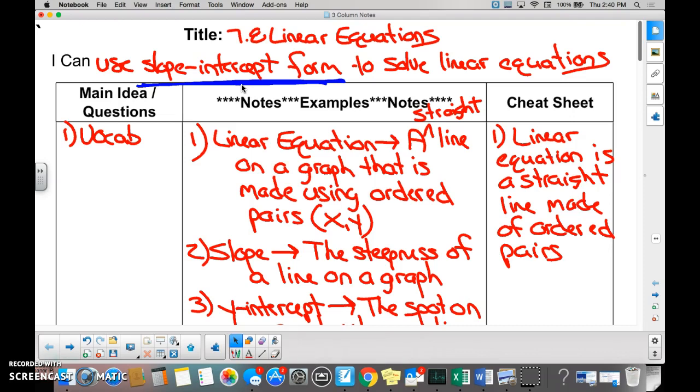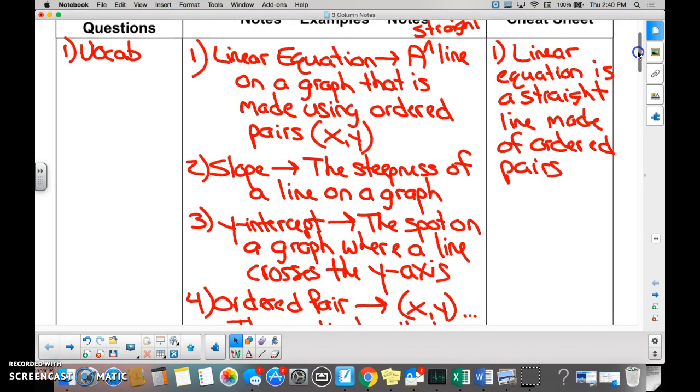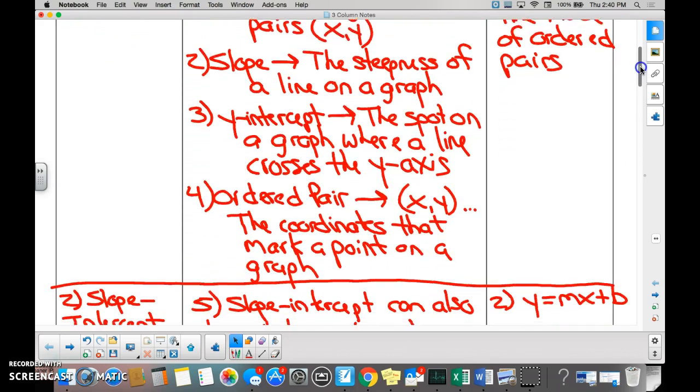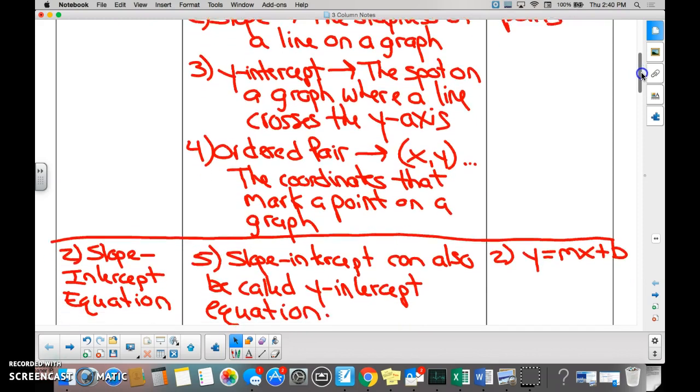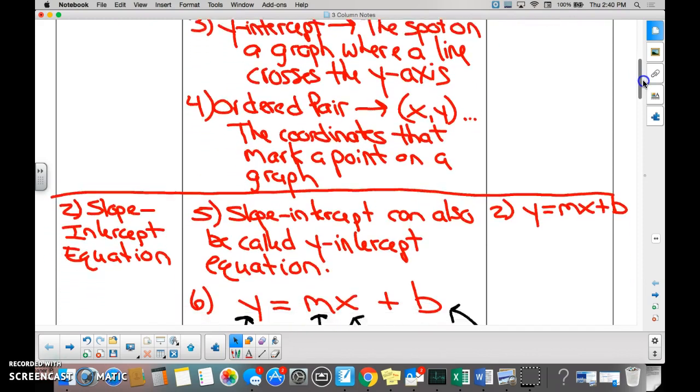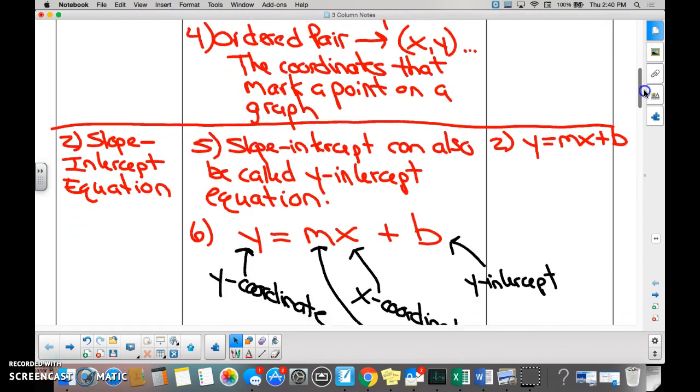All right, so linear equation. Is it a straight line or is it some other type of line? It's a straight line. Slope, steepness, y-intercept. It's a spot where a line crosses the y-axis. Very important, as you found out. And then an ordered pair would be the x's and the y's. So vocab, got to know your vocab.